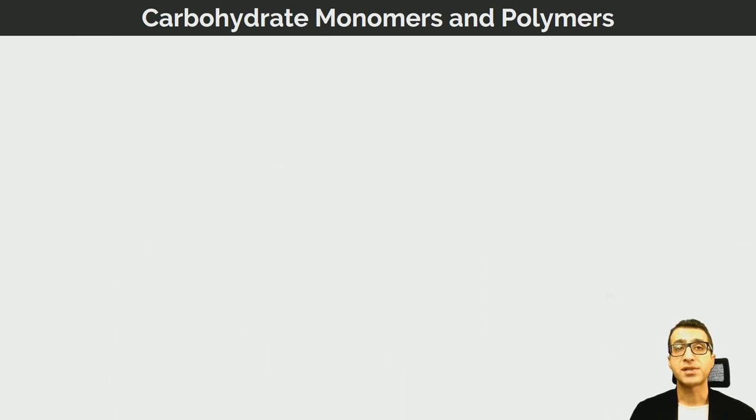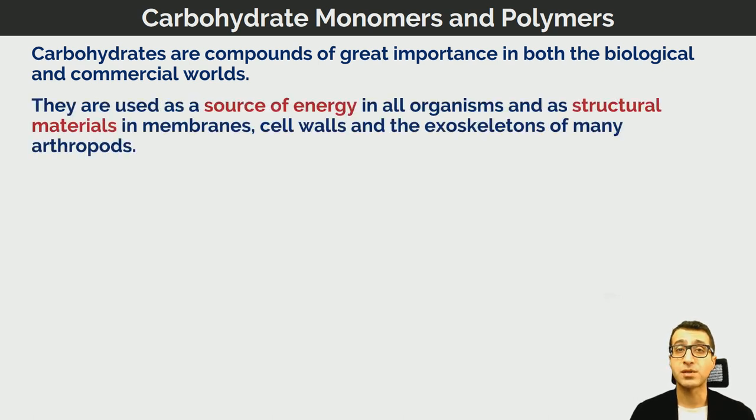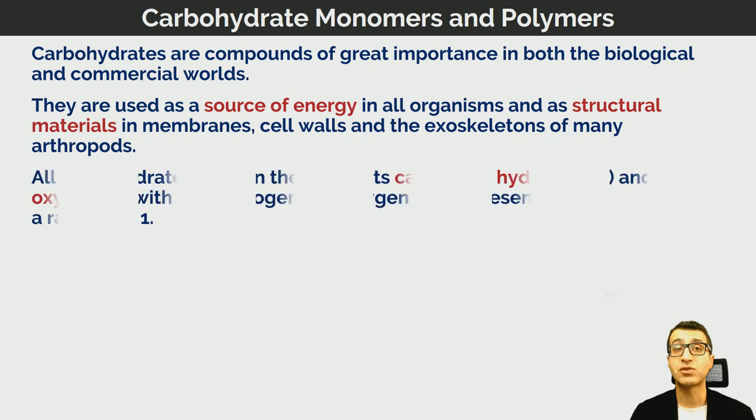Now, carbohydrates are compounds of great import in biology, not just in biology but also in the commercial world as well. They're typically used as a source of energy in all organisms and also as structural materials in membranes, in cell walls, and also the exoskeletons of arthropods, for example, the example that we referred to before, chitin. So all of the carbohydrates will contain the elements carbon, hydrogen, and oxygen, with the hydrogen and the oxygen being present in a ratio of 2:1.